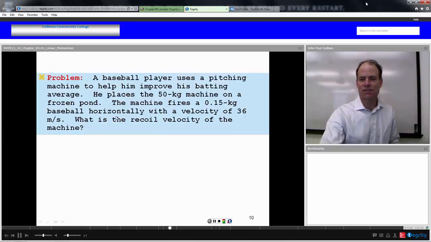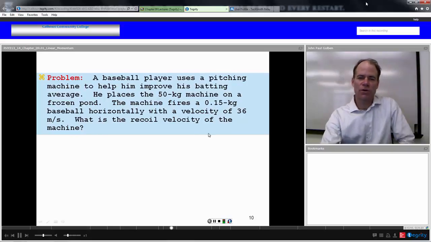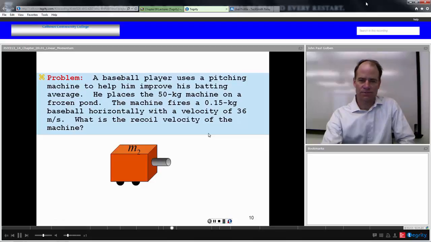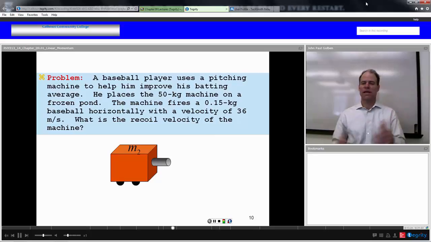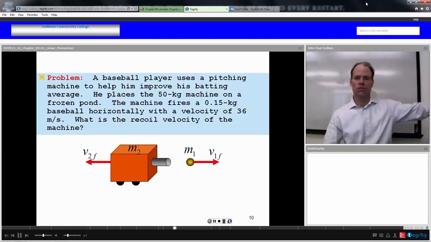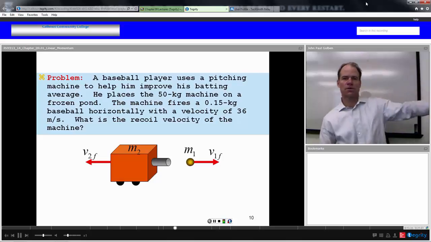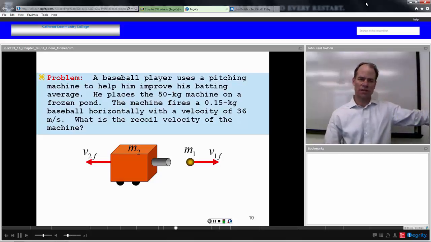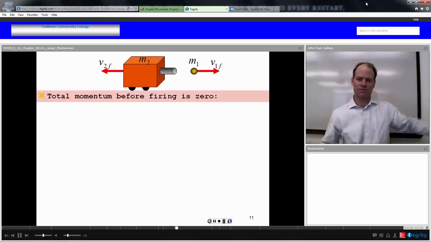The machine fires a 0.15 kilogram baseball horizontally with the velocity of 36 meters per second. What is the recoil velocity of the machine? Alright, so we have this machine. It's got a bunch of baseballs inside, and that's the way things look initially. And then it's going to shoot a baseball out that way. And as the baseball goes out that way, in order to conserve momentum of the system, the machine will have to recoil in the opposite direction.